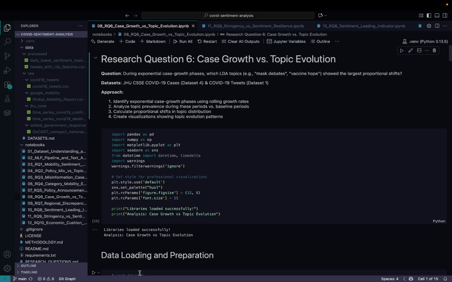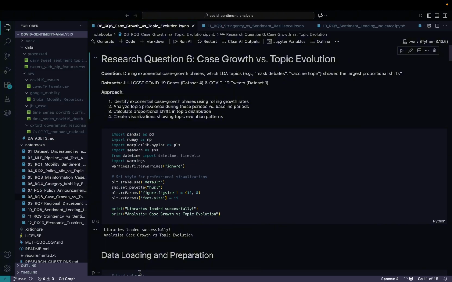Now that we have understood the purpose of the project and the datasets we have used, let us take a look at research question 6. Here we will be discussing case growth versus topic evolution. The question is: during the exponential case growth phases, which LDA topics showed the largest proportional shifts? To answer this question, we have visualized it in the upcoming scroll. We have used two datasets, the JHU CSSE COVID-19 dataset and the COVID-19 tweets dataset.